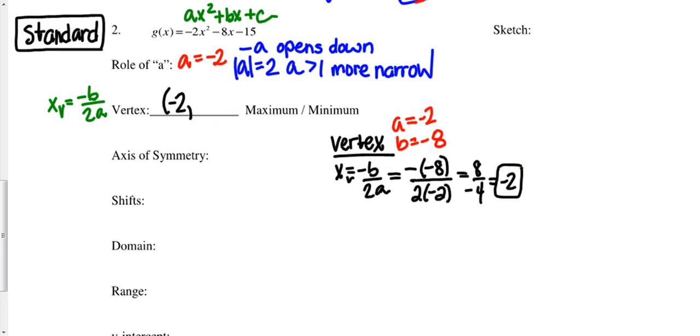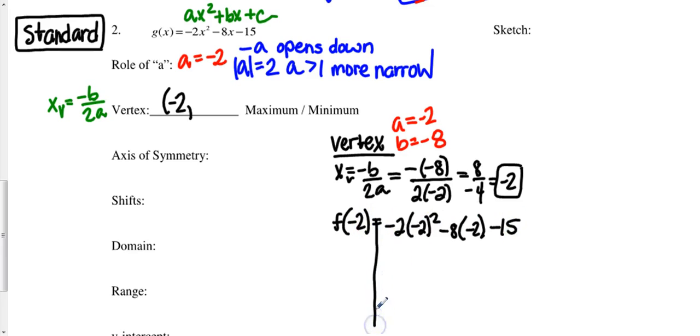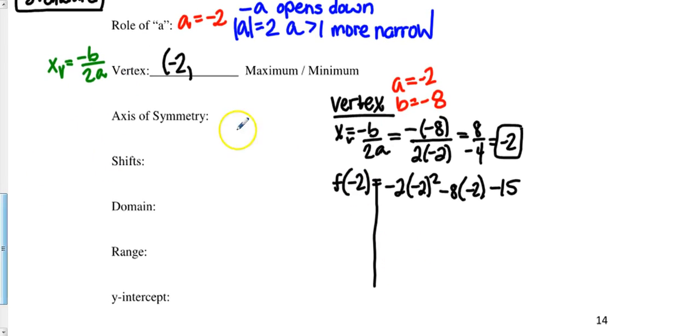Well, we've got -2, so now let's plug it in. So we're going to do f of -2 equals, and I'm going to use this as my model, -2 times -2 squared minus 8 times -2 minus 15. So I'm going to be working through the algebra here. I'd ask that as I'm working, you're working too, and then we'll see if we match. If you need a hint, you can look up real quick and keep watching. Otherwise, please give it a try on your own.